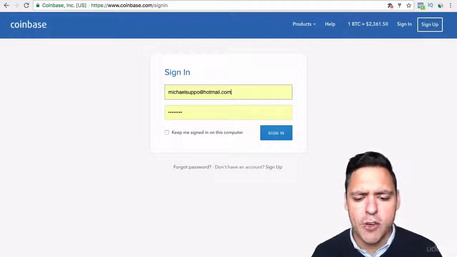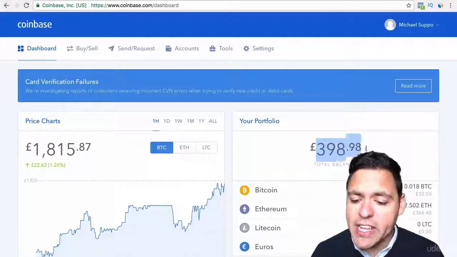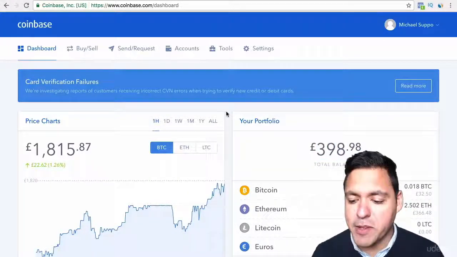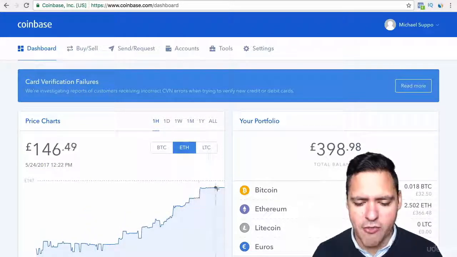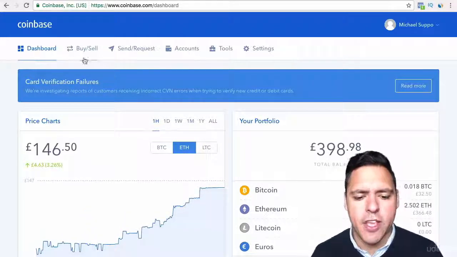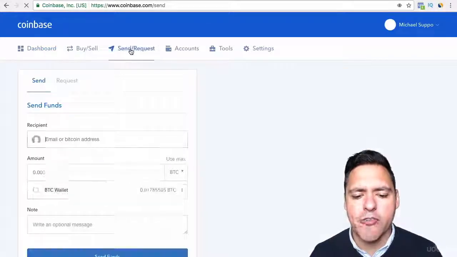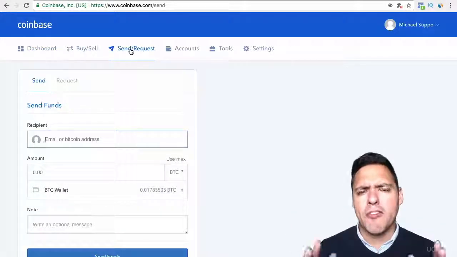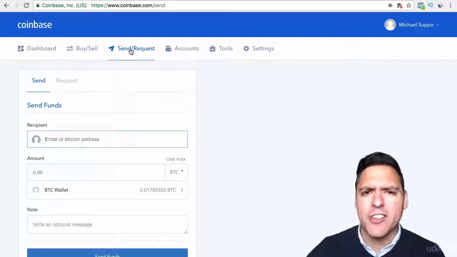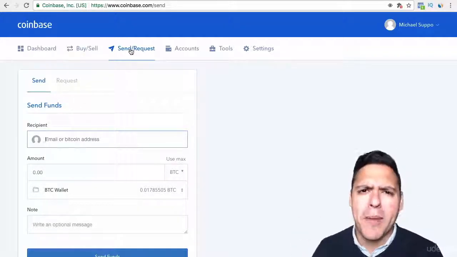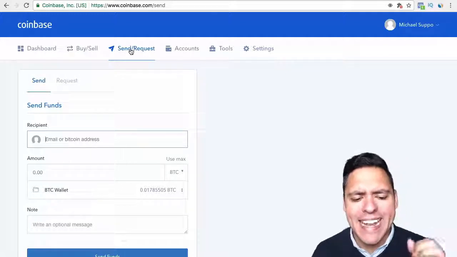So we'll now go back to Coinbase, and look, my money's already gone up. That's amazing. That's because it's in Ethereum, and Ethereum's really growing right now, as you can see. Look at that rise. Anyway, you need to go to send and request. Assuming you have now deposited money from your bank into Coinbase and transferred it into either Bitcoin, Ethereum, or Litecoin, now you want to send the funds to the exchange.